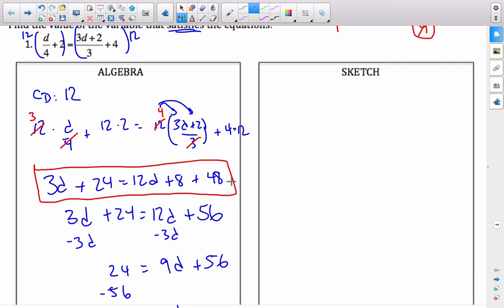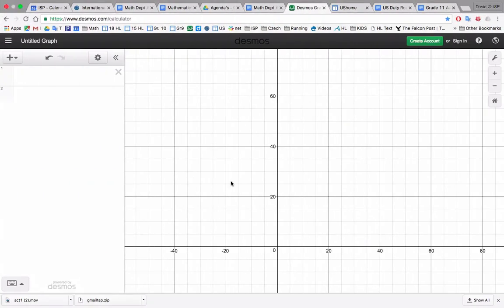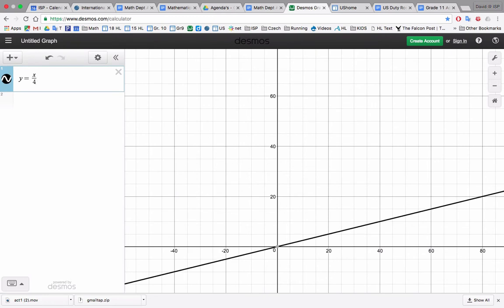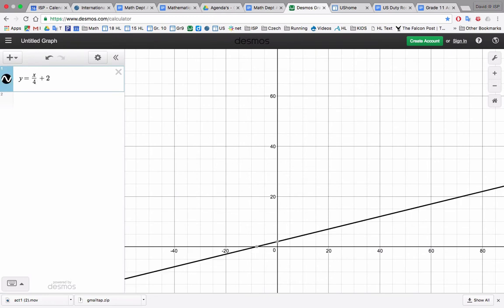All right, so when we go to the sketch, it's 2.40. Sorry. That's okay. There it is. Okay, so again, left side, right side. Now my computer doesn't know D very well. So as opposed to D, I'm going to put x divide 4 plus 2. That's my left-hand side of the equation.